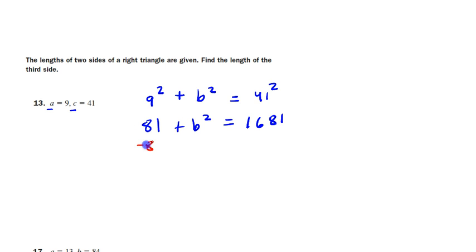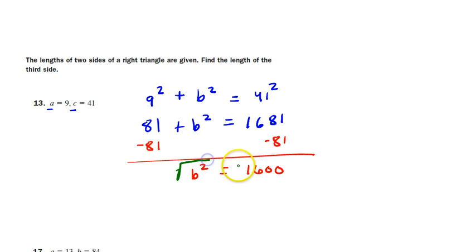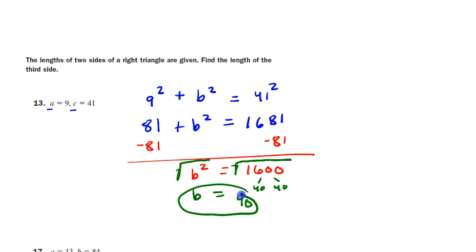I'm going to subtract 81 from both sides so I can isolate my B squared. So I end up with B squared equals 1600. Now to undo squaring, I need to find the square root. I'm left with B here. I happen to know that 40 times 40, or 40 squared, is 1600. So the square root of 1600 would be 40, and that would be my answer. So side length B would be 40.